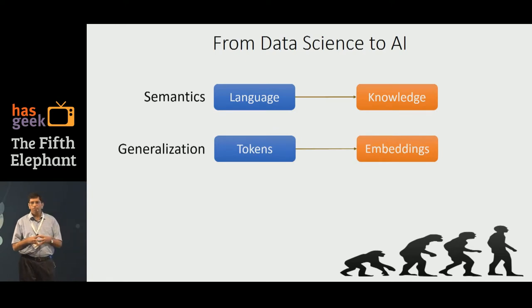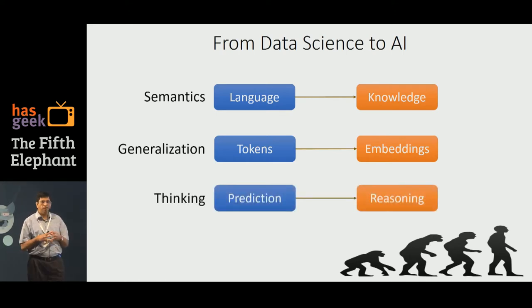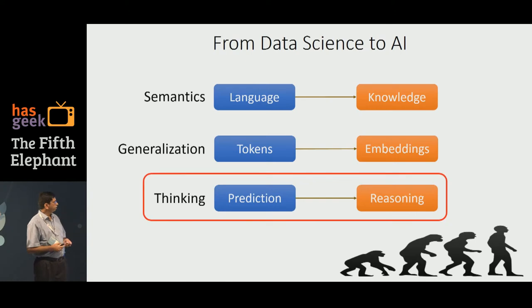Second, a lot of things are going from tokens to embeddings now. In the old world, we used to do TF-IDF. In the new world, we all do word embeddings and vector embeddings. So we are going from tokens to embeddings. And the third thing we are doing is going from prediction to reasoning. I'm going to make that distinction today: what is prediction versus reasoning, and where do we apply reasoning.